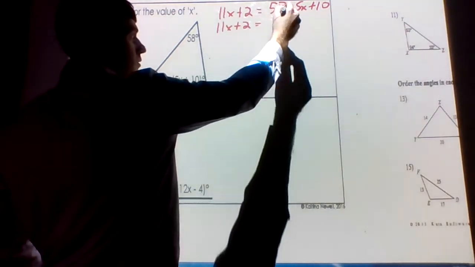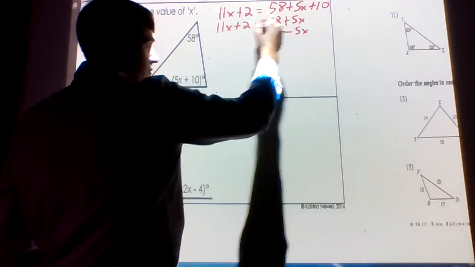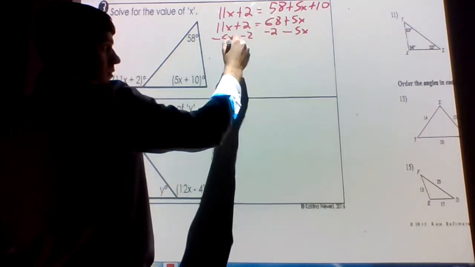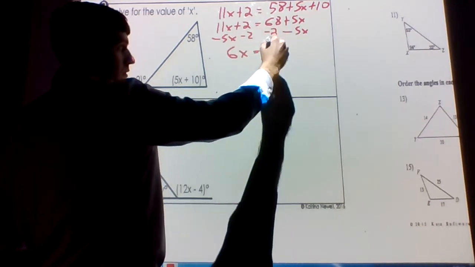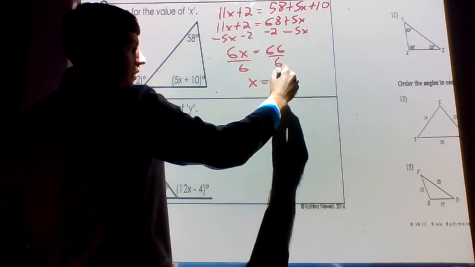And again, from here you can just use menu 3-1. But if we solve manually, we're going to get 68 plus 5x. We can subtract 5x from both sides, and we can subtract 2 from both sides. So we're going to get 6x equals 66. Then when we divide both sides by 6, we get x equals 11.